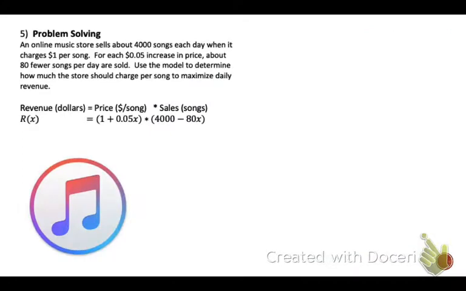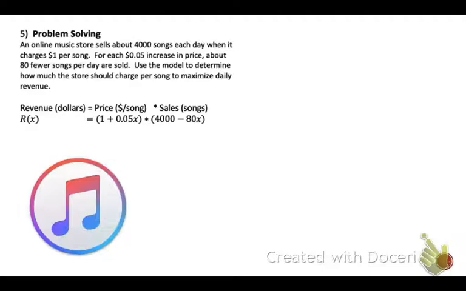Number 5, problem solving. An online music store sells about 4,000 songs each day when it charges $1 per song. For each 5-cent increase in price, about 80 fewer songs per day are sold. Use the model to determine how much the store should charge per song to maximize daily revenue. So revenue equals the price per song times how many songs are sold.